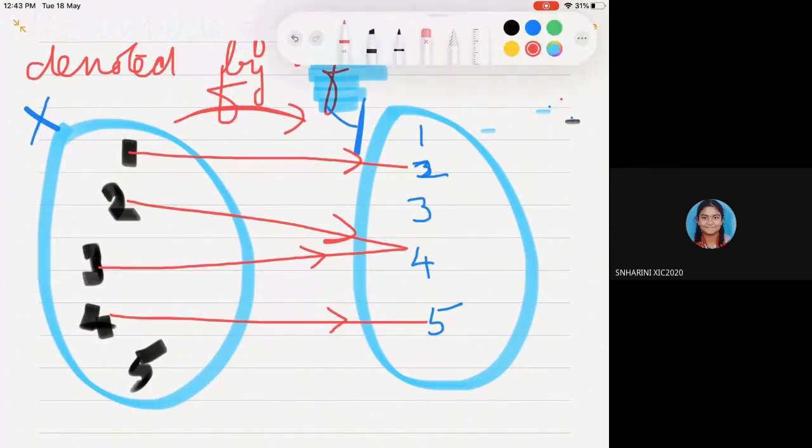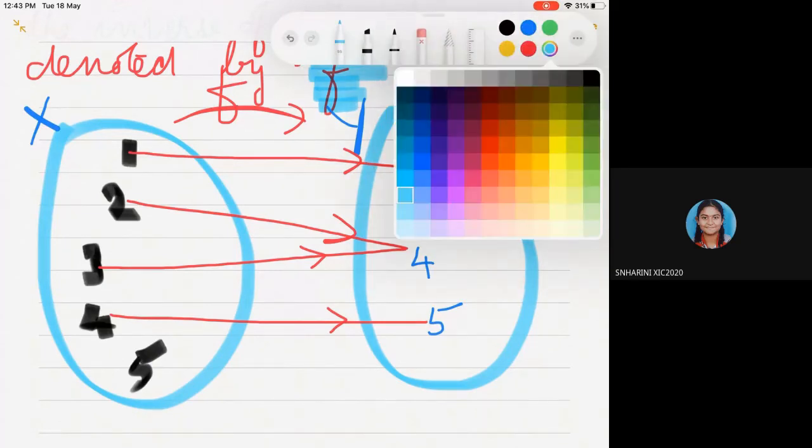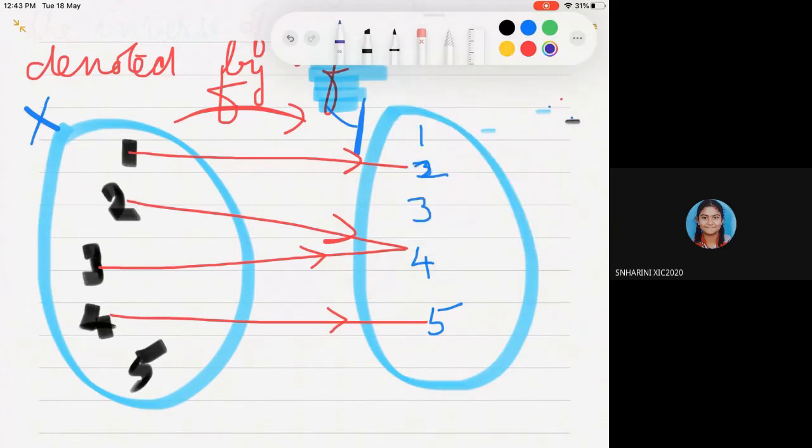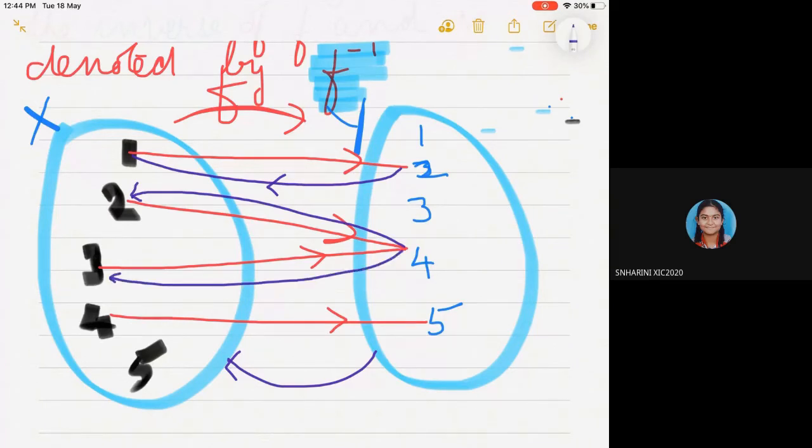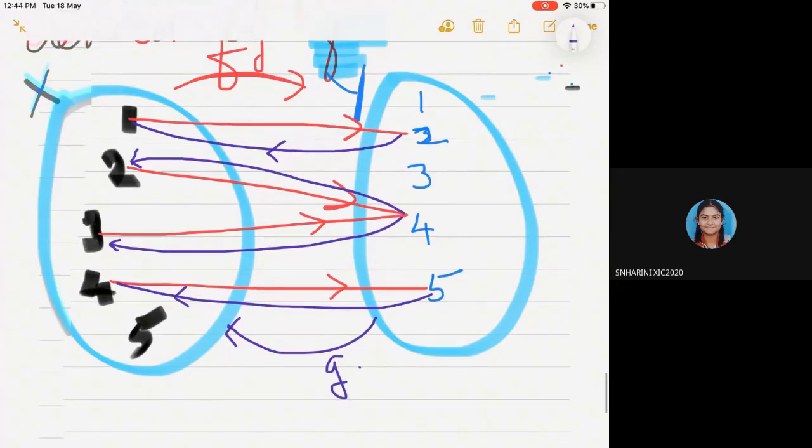Now if you are taking the inverse mapping, what do you mean by inverse mapping? Just see, I'm coming back from y to x. From 2, I'm coming back to 1. From 3, I can go back to 2. From 4, I can go back to 3. From 5, I can go back to 4. If I call this reverse mapping, it is a relation actually. I can call it relation G.